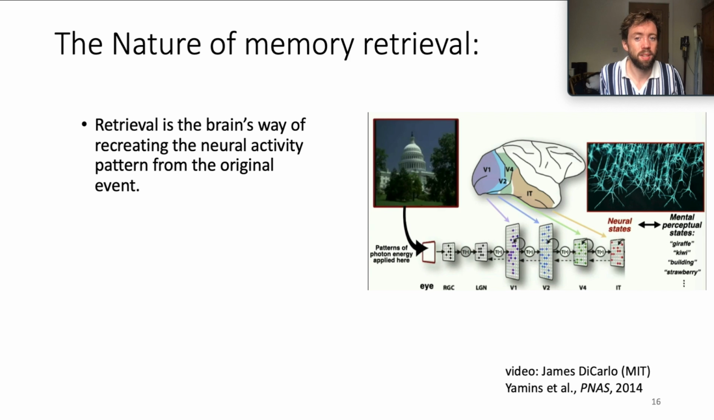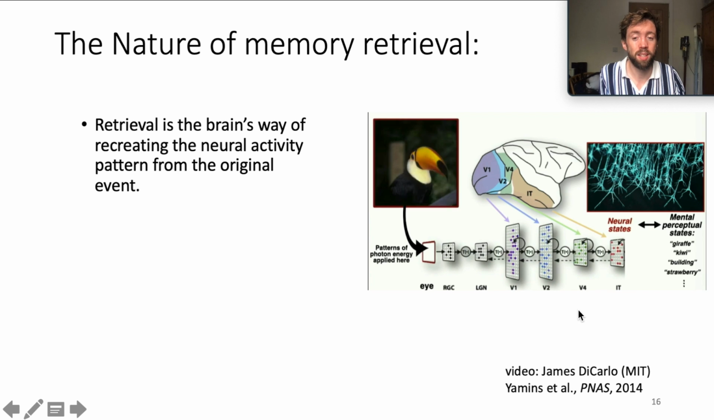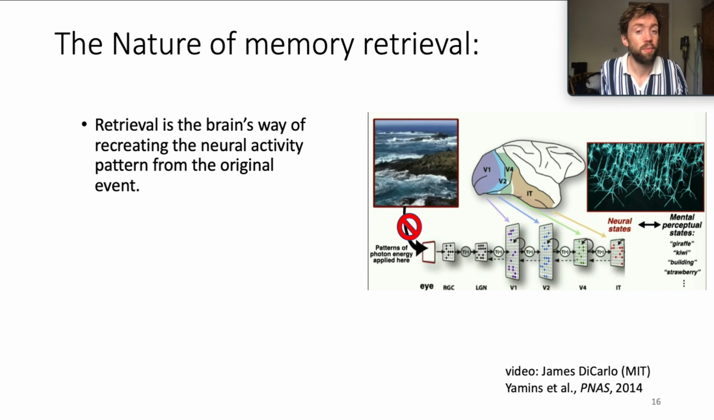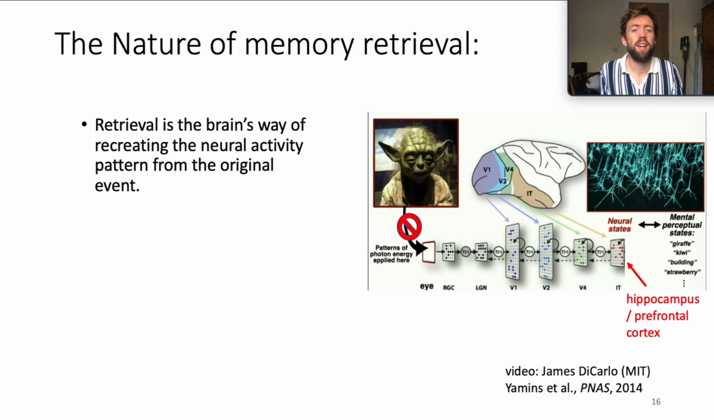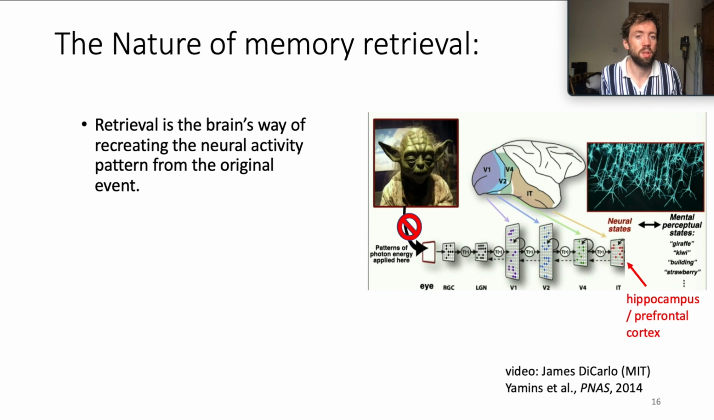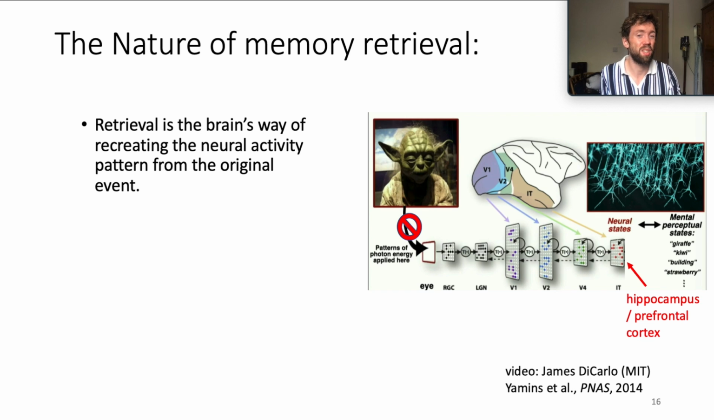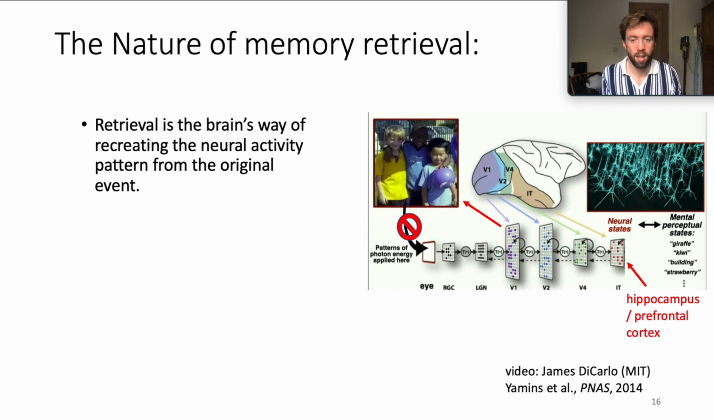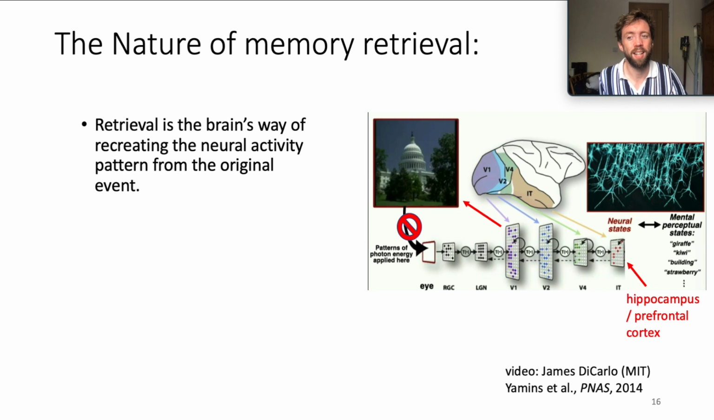And here again we see a really nice video from Jim DiCarlo showing the patterns of neural activity that change when the images coming into the eye change. However, when you're trying to remember or retrieve that information, there's no information coming into the eye that's relevant to the memory. And in fact, you're getting a signal from within the brain, perhaps higher up in the brain, like the hippocampus or the prefrontal cortex. And these structures send messages to try and initiate a kind of recreation of the original neural activity pattern. And if that's successful, it will lead to you experiencing something like the original event again.